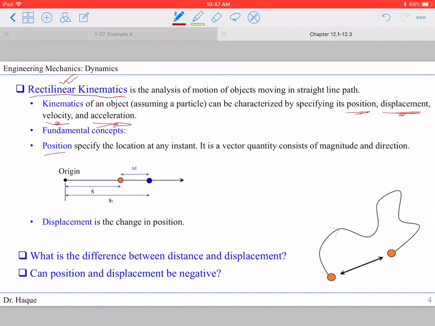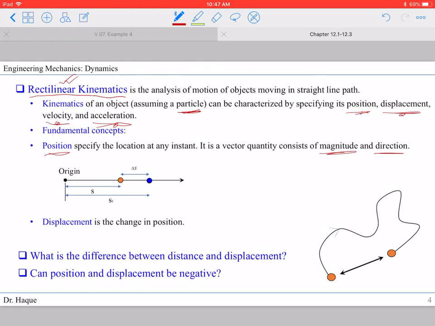So, position. Position specifies the location at any instant. It is a vector quantity, consisting of magnitude and direction. From now on, instead of an object, we'll assume a particle, because we're not considering the force acting on the body, so we'll assume the whole object as a particle.